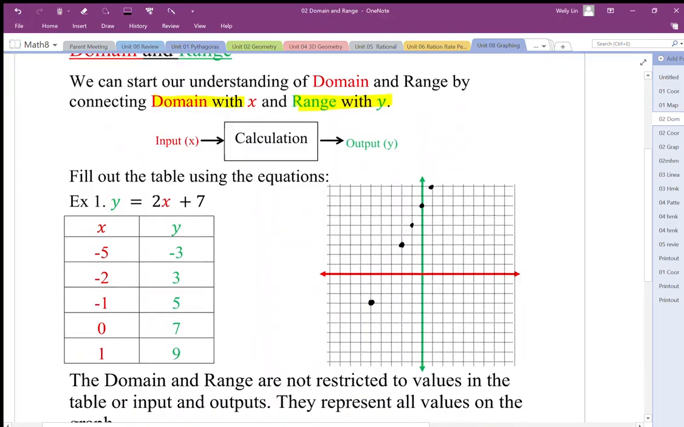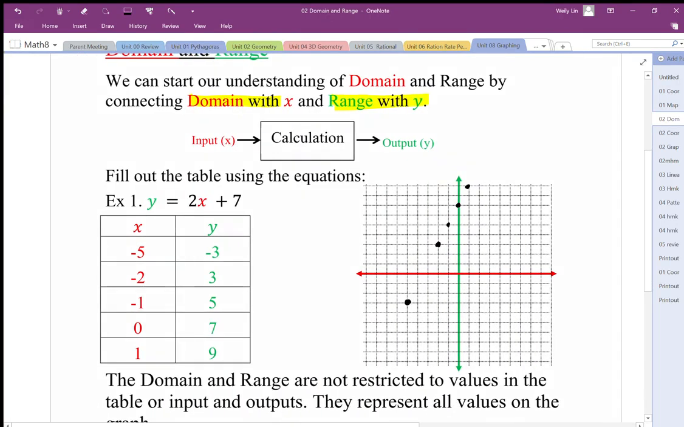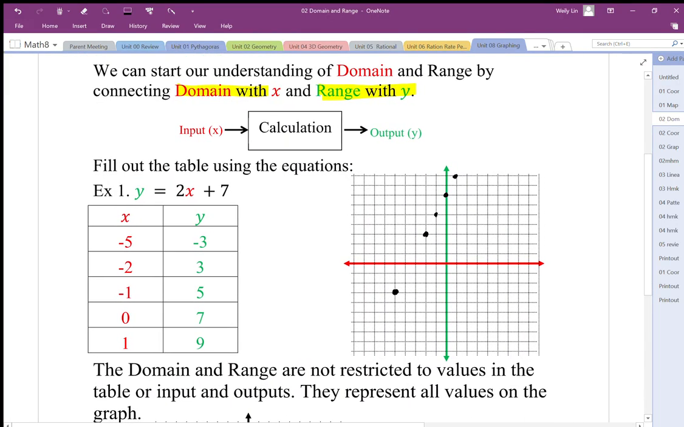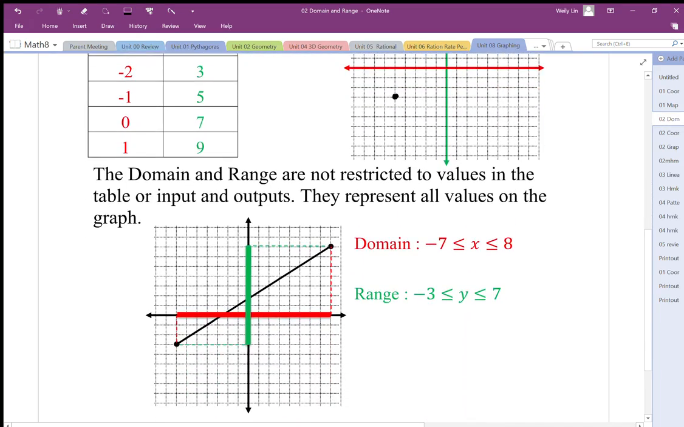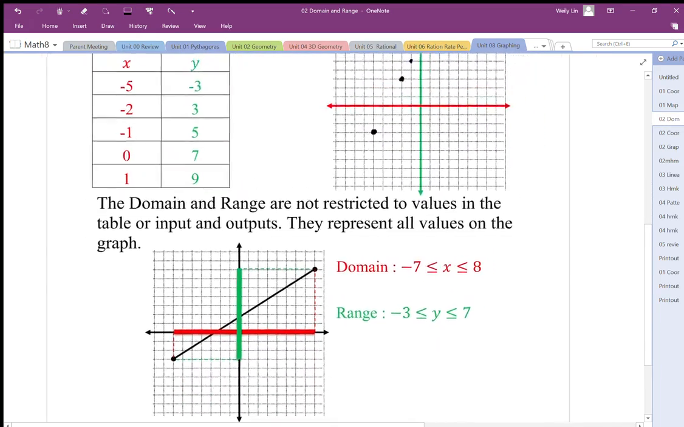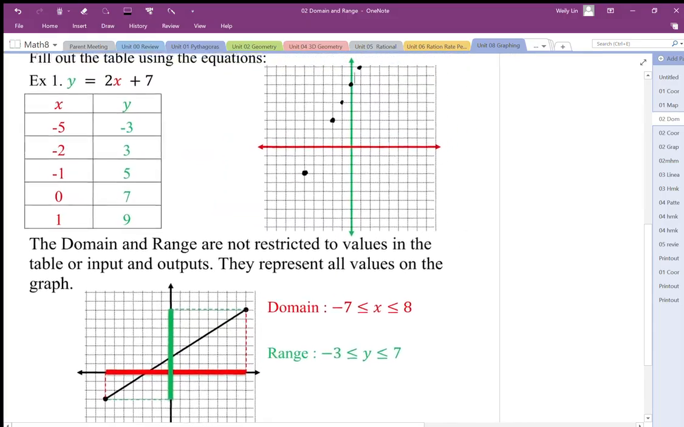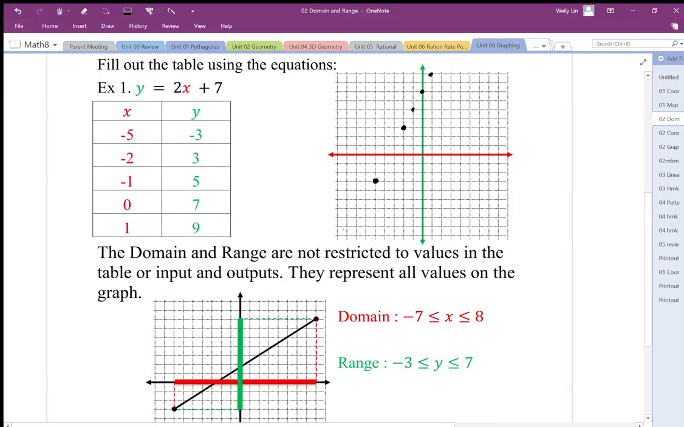So basically, domain is X, range is Y. We should connect this to input and output: domain is the input, the range is the output. And domain and range are not restricted to values just in input-output tables, but apply to the whole function. So when I have a relationship like this, really the line is like this.